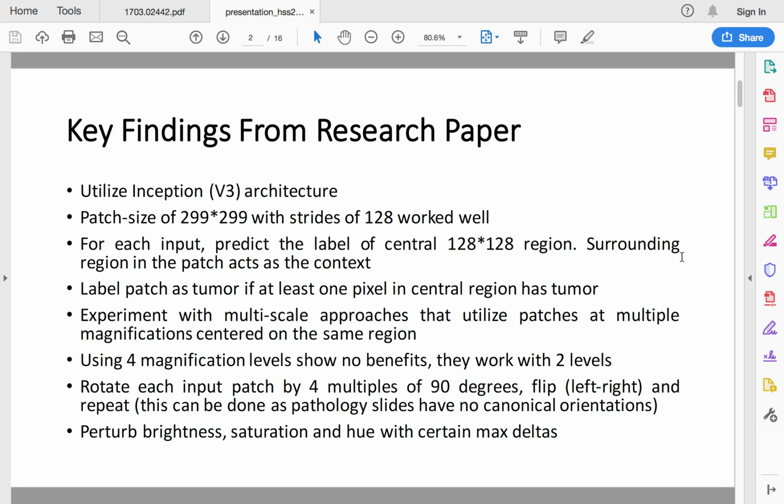They experiment with multi-scale approaches that utilize patches at multiple magnifications centered on the same region. Using 4 magnification levels shows no benefit, and they work with 2 levels instead. They rotate each input patch for data augmentation by 4 multiples of 90 degrees. They flip left right, and in this process, they generate 8 times an augmentation. This can be done because pathology slides have no canonical orientations. For further augmentation, they also perturb brightness, saturation, and hue with certain max deltas.